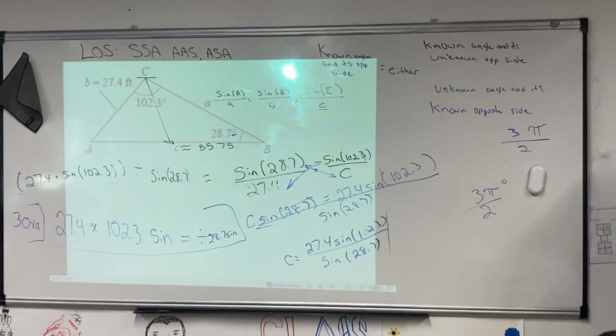Here's the question I thought you guys were going to ask. How in the world do we find angle A? That's a good question. Sydney, go ahead. Well, if I know the inside of a triangle is 180 degrees, can you just subtract 102.3 from 180?